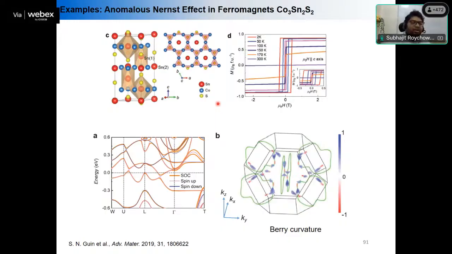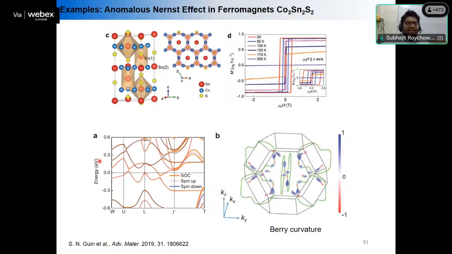But till now we are talking about only the Nernst effect. So we need to apply a very high magnetic field of 9 Tesla. So can we realize this in a ferromagnet, where we need not apply that much high a magnetic field? That's why people worked on cobalt 3 tin 2 sulfide 2, which has a Kagome layer of cobalt and it is a hard ferromagnet.